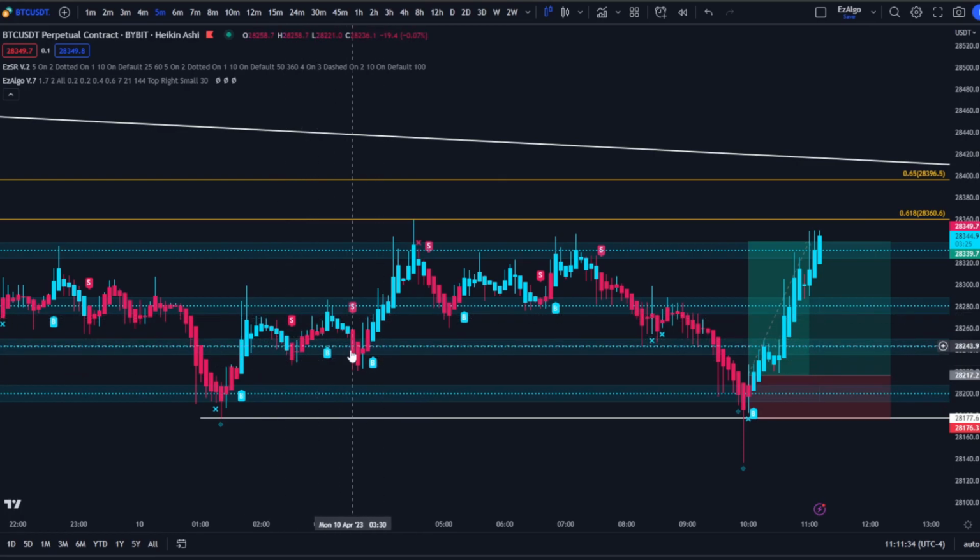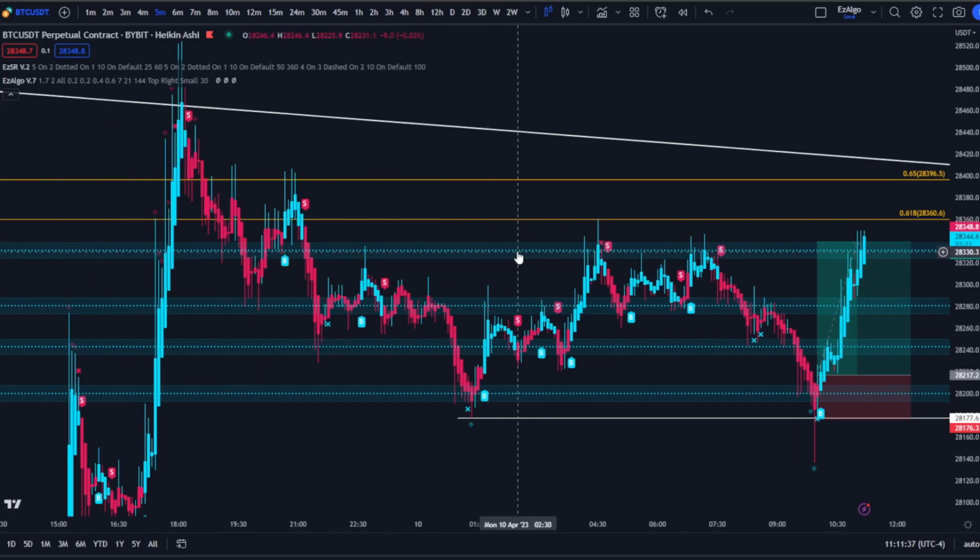So these signals right here: this sell signal, this buy signal, this sell signal, this buy signal. These are not trades that we're going to be taking. We are not at a key level on a higher time frame.